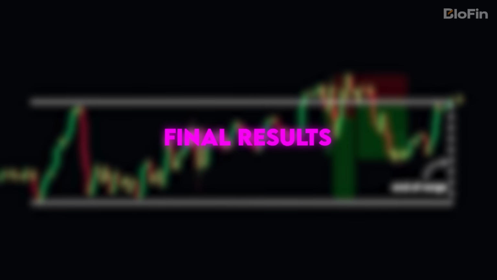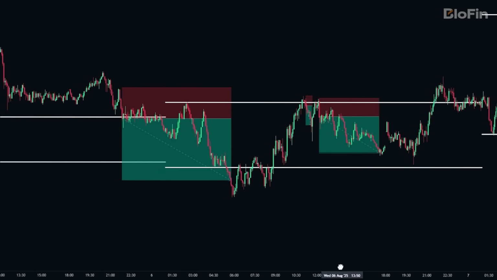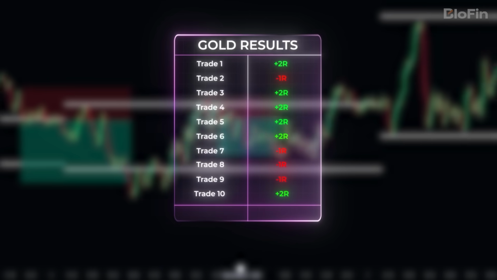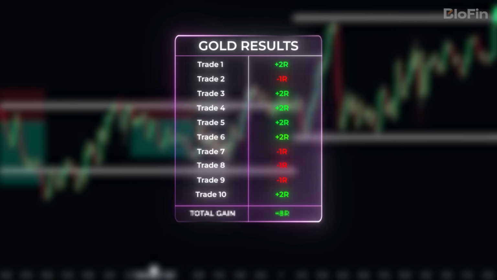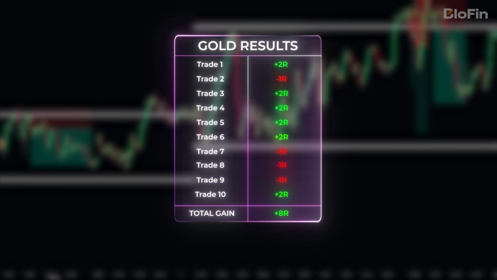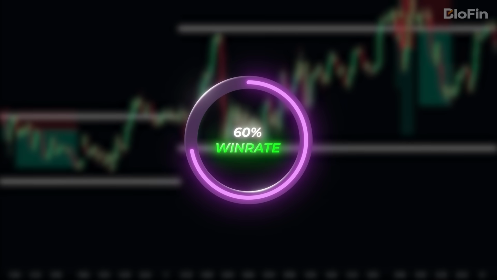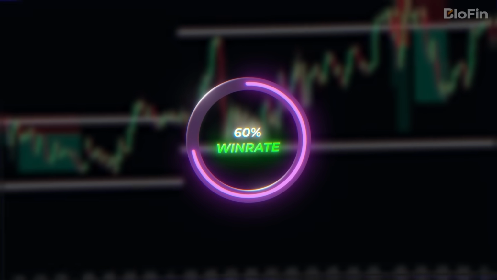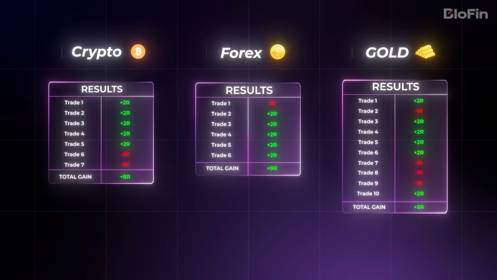Now, let's see the final results. Out of 10 trades we took on gold, the strategy gave us 6 wins and 4 losses, with a total of 8R gained. That equals a 60% win rate, which again are very solid returns. So those are proof that the simple 4-hour range strategy works extremely well, even when traded on different markets.